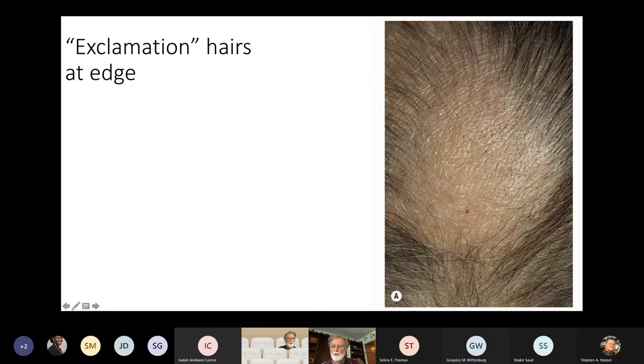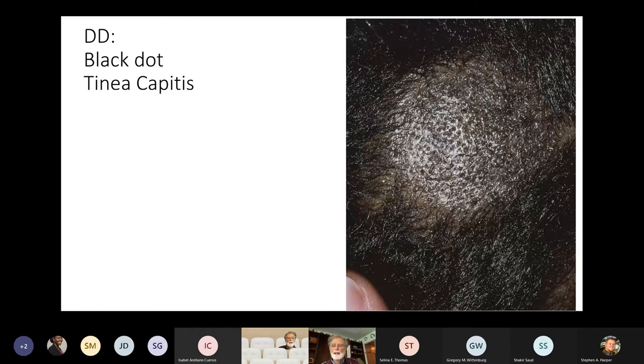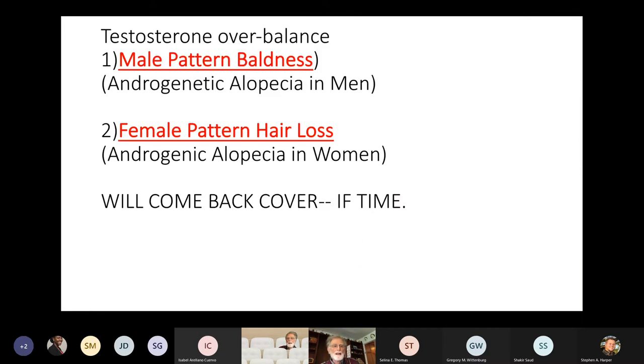Again, autoimmune, so we treat it with corticosteroids topically, or in severe cases, we inject triamcinolone, Kenalog, into the skin, not to be confused with the hair loss from tinea capitis. The difference you can see is the black dots, and the black dots are from destroyed hair that is being eaten up by the tinea.